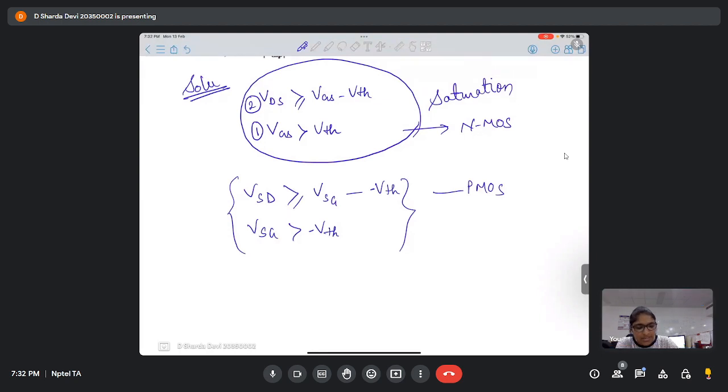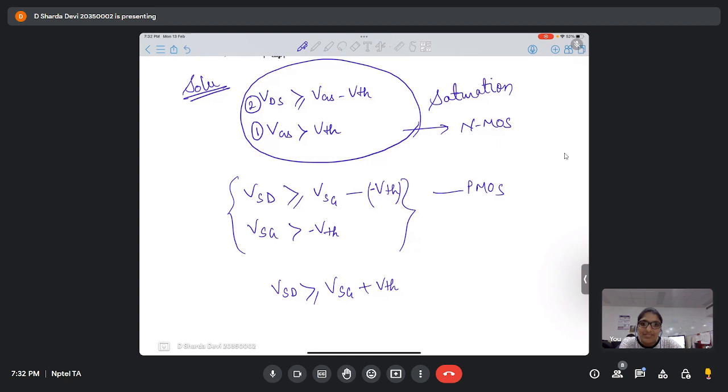So that will make here a plus. Minus minus plus. So if I put another minus over here, then it will be VSD should be greater than or equal to VSG plus VTH. Is it correct? Just a second, I'll check.